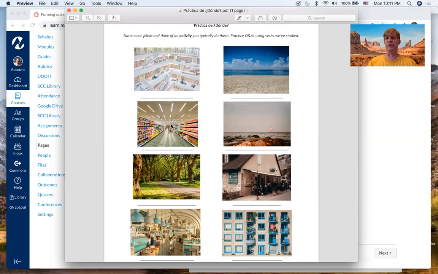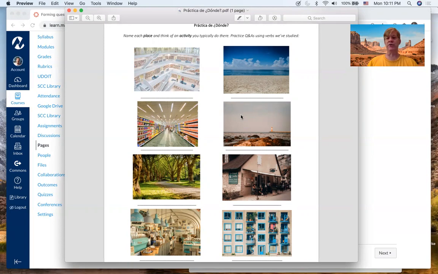So I could say, for instance, let's say I know the word for bread in Spanish, pan. I can say, ¿dónde compras el pan? Where do you buy the bread? And you would say, compro el pan en el supermercado.